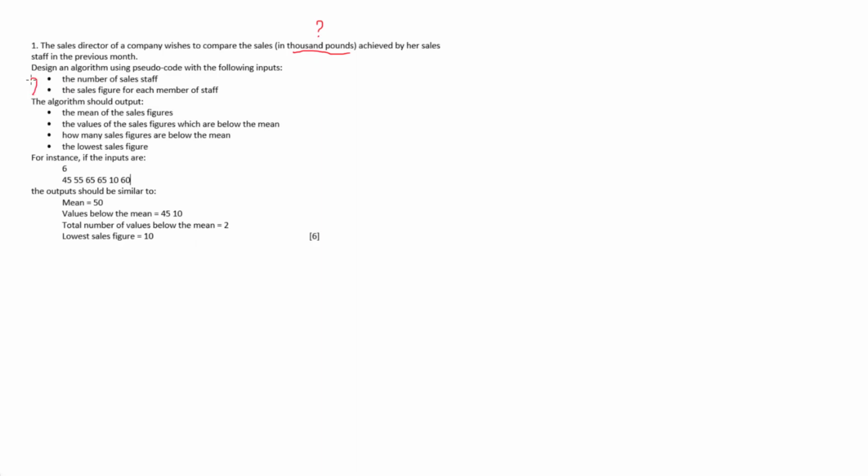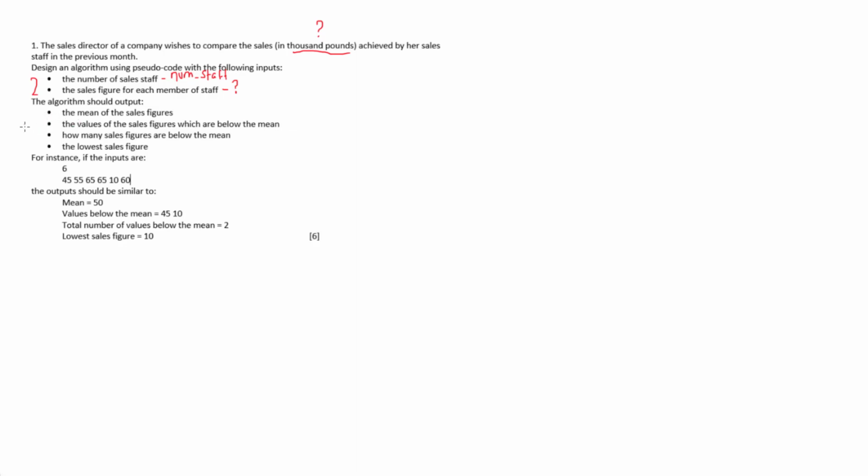So there's going to be two inputs in total, and the first one is the number of sales staff. So I might put num_staff here, something like that, and the sales figure for each member of staff. So how am I going to input the sales figure for each member of staff? We'll have a look at that later on, but I've got two inputs anyway.